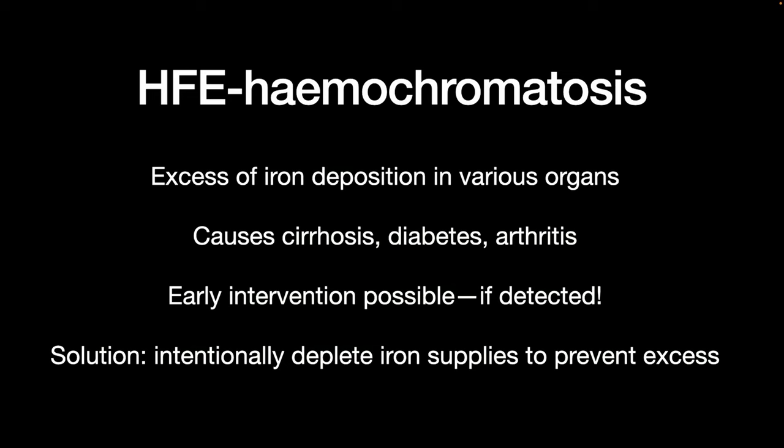There are all kinds of medical conditions that rely on abnormalities in the genetic code. One of these is HFE hemochromatosis, which occurs when there's a mutation in a particular gene and causes excess iron deposition from the blood into various organs. This can cause all kinds of really unpleasant symptoms, but we do have a way to intervene and help patients if it's detected early. What you can do is you can intentionally remove some of the iron from someone's blood so that you don't get this buildup of deposits.